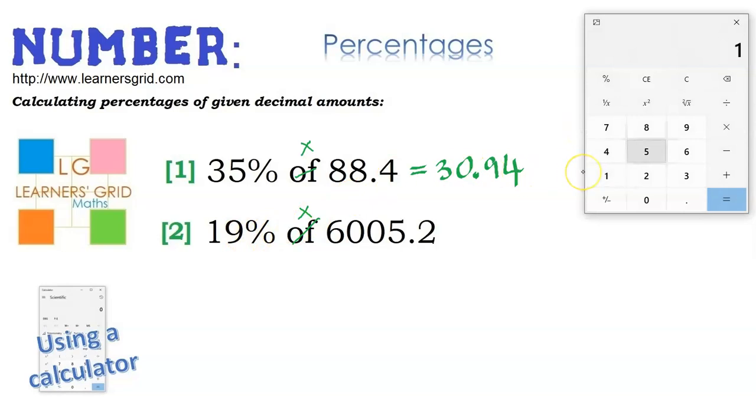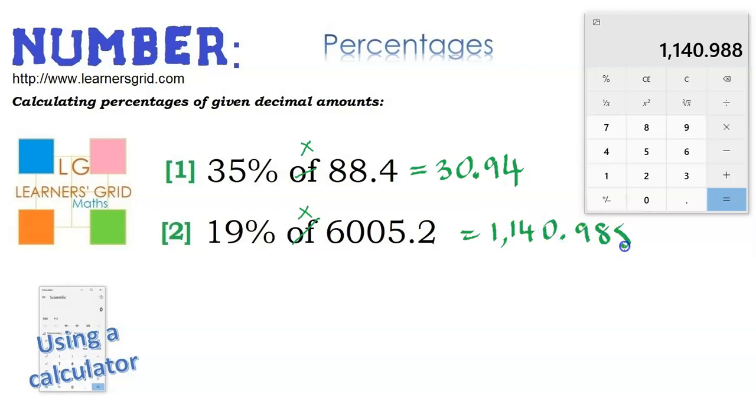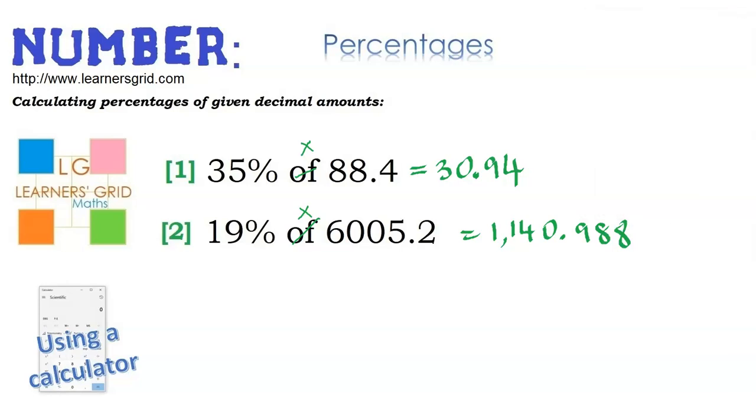For the next one over here, let's clear that. We have 19 multiplied by 6,005.2%, equals, and there's our answer, 1,140.988. Okay, so that's basically how you get the answers, but you may be asked to do some rounding.